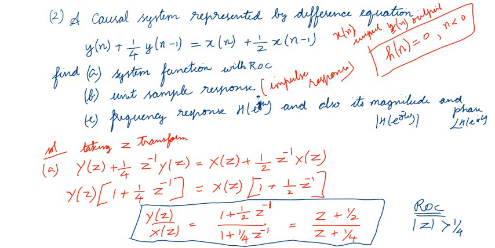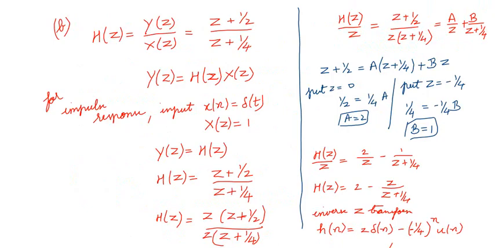Right. Now we will find out the unit sample response, or impulse response. The system function is output by input, so output is equal to system function into input. For impulse response, the input x of n equals delta of n, so X of z equals 1. So Y of z equals H of z, and H of z equals this term.